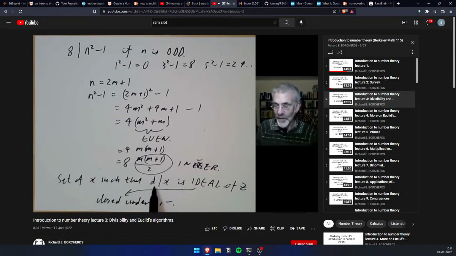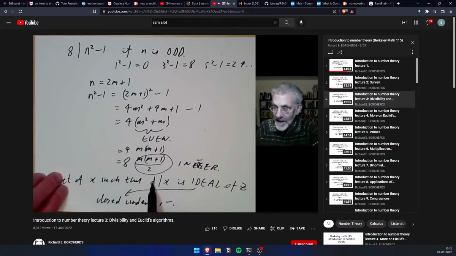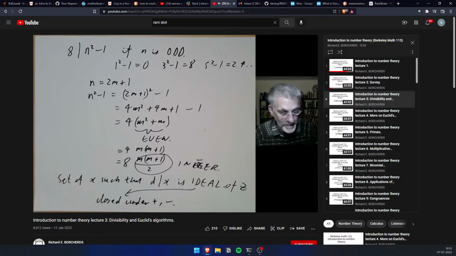And that's kind of obvious because if two numbers x and y are divisible by d, then obviously their sum and their difference are also divisible by d. So the set of multiples of any integer is always this ideal closed under addition and subtraction.